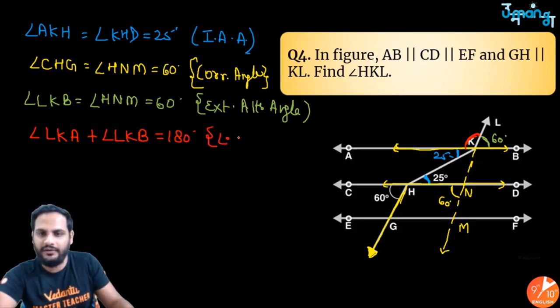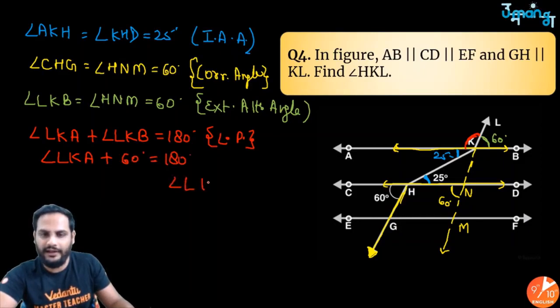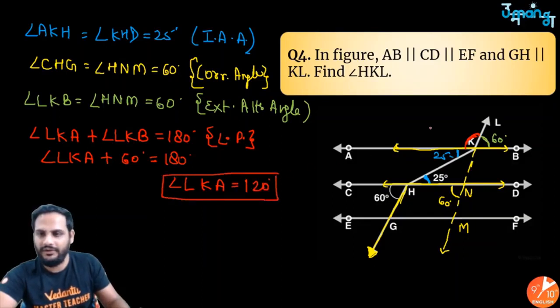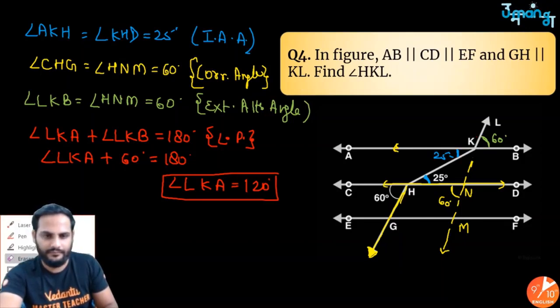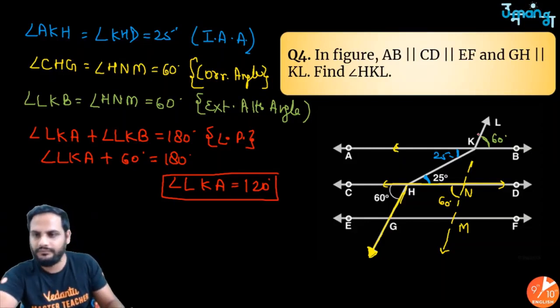The reason? Linear pair. So LKA, I don't know what angle LKA is, but I know LKB is 60 degrees, and the sum is 180 degrees. So from here I have got angle LKA is equal to 120 degrees. Okay, son. So this angle you have got over here is 120 degrees. This angle which you are seeing over here is equal to what? 120 degrees. This angle over here is 120 degrees.